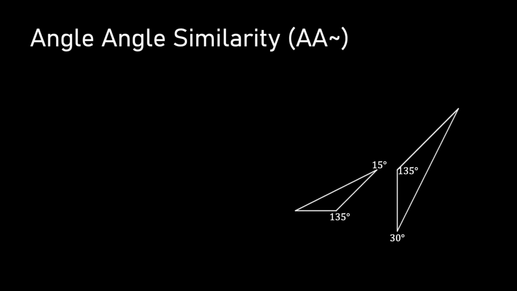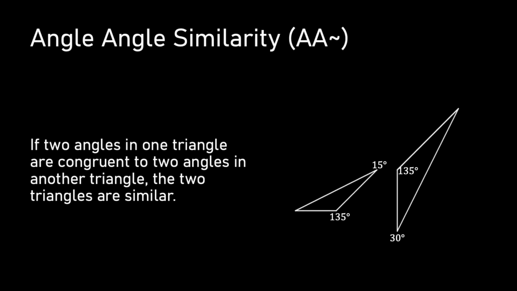For angle similarity, if two angles in one triangle are congruent to two angles in another triangle, then the two triangles are similar. Now, one way that they might give this to you is by giving you a pair of angles that match, in this case the two that are 135 degrees, and a pair that doesn't, in this case 15 degrees and 30 degrees.